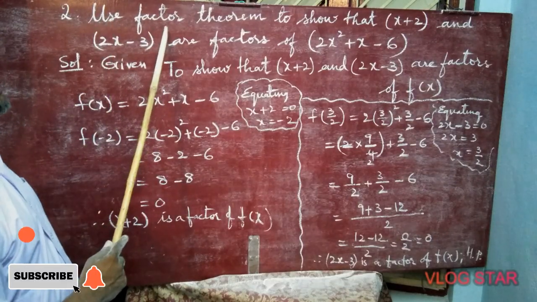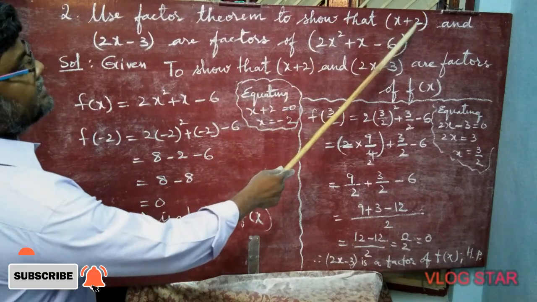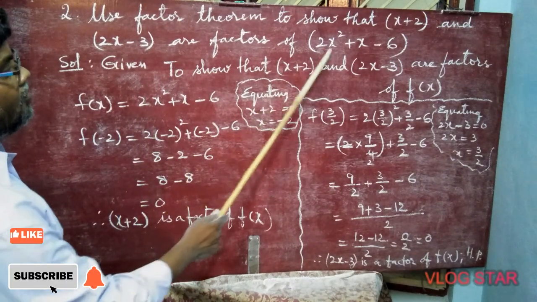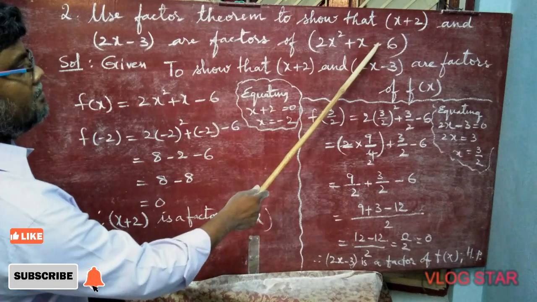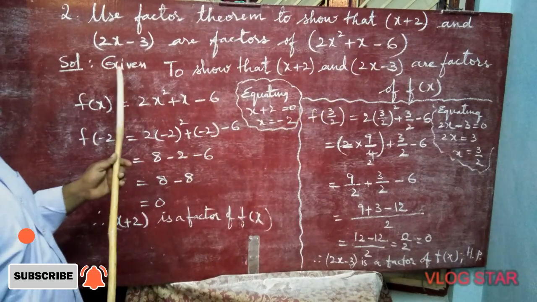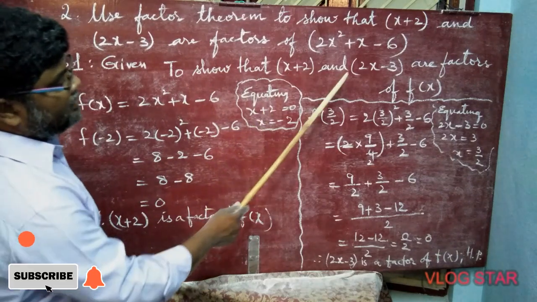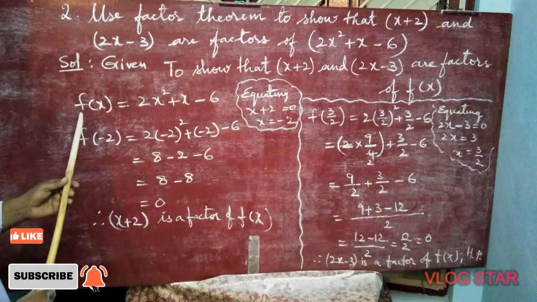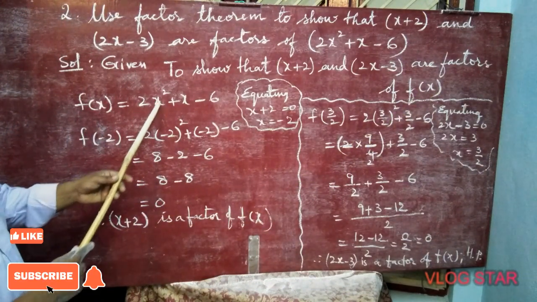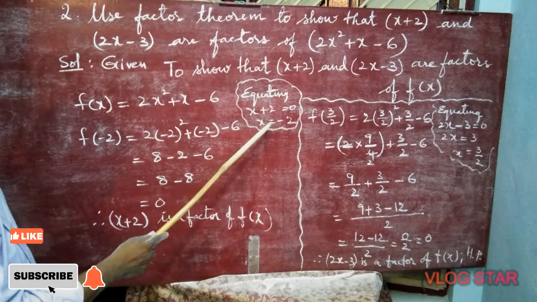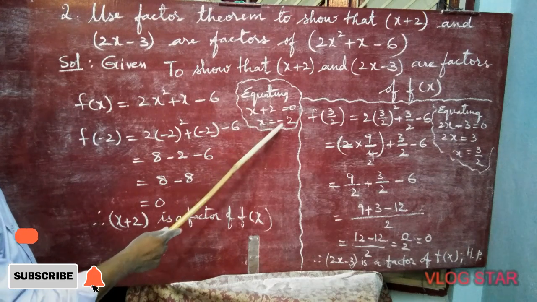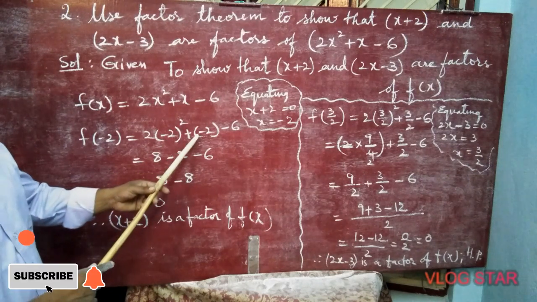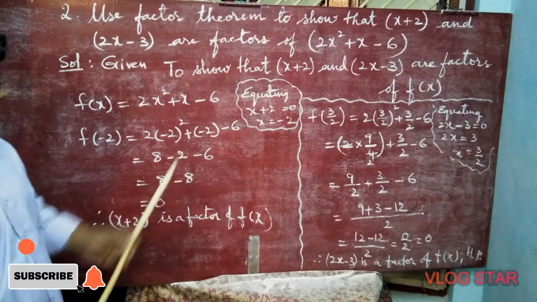Problem. Use factor theorem to show that x plus 2 and 2x minus 3 are factors of 2x cube plus x minus 6. Solution: given, to show that x plus 2 and 2x minus 3 are factors of f of x. What is f of x? f of x is equal to 2x square plus x minus 6. Equating x plus 2 to 0, the x value will be minus 2. So substitute minus 2: 2 into minus 2 whole square plus of minus 2 plus 6.